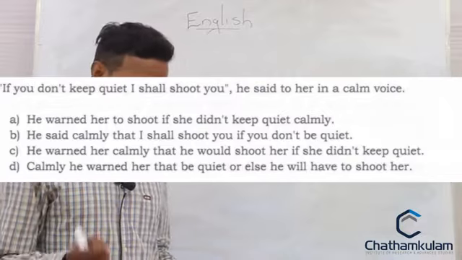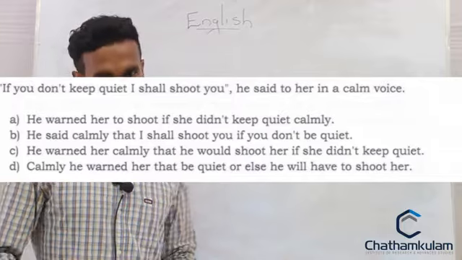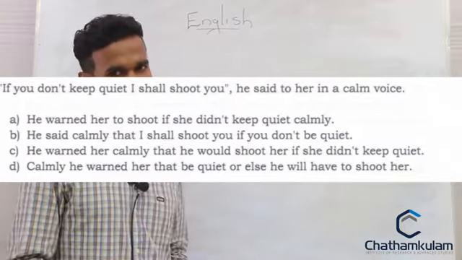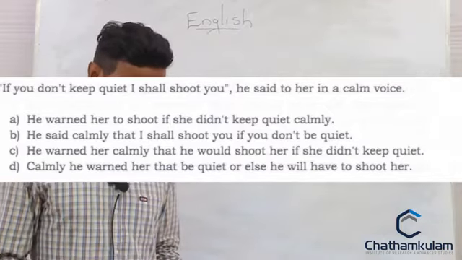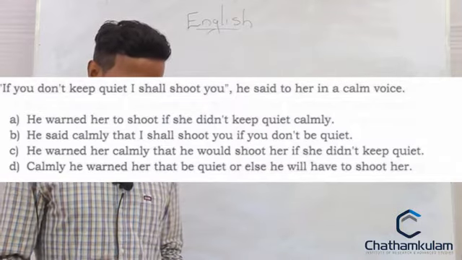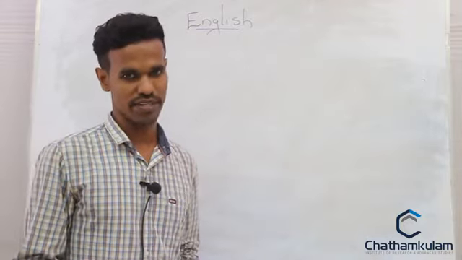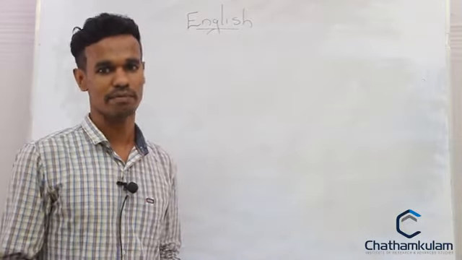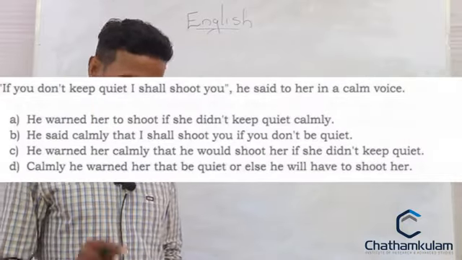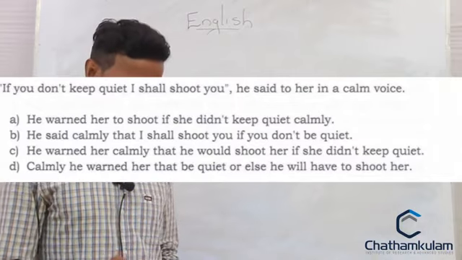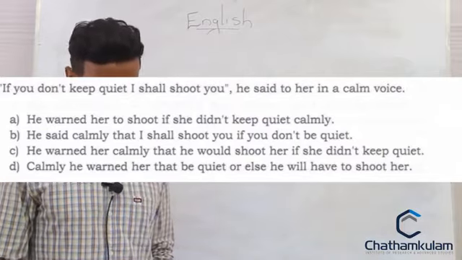So the options are: he warned her to shoot if she didn't keep quiet calmly. By the term itself we can know that is not the right answer, because it's completely not conveying the right meaning. Next option, he said calmly that I shall shoot you if you don't be quiet. That also will not be the same, right? Because it is also manipulating the complete meaning of that statement. Next one is, he warned her calmly that he would shoot her if she didn't keep quiet. That is a possible answer.